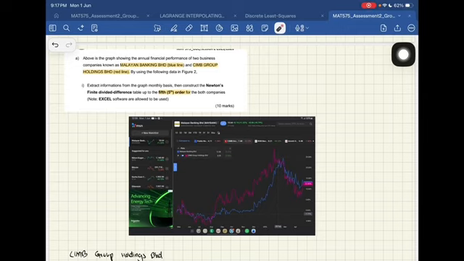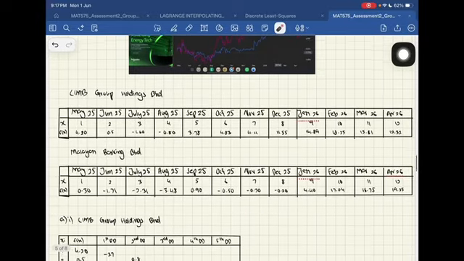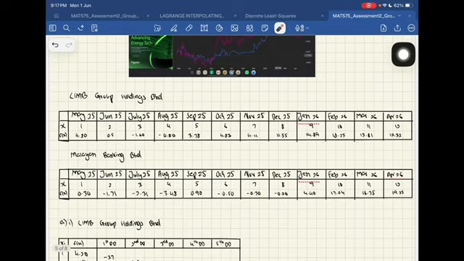Today I'm going to explain to you about my assignment, task 2. The topic is about Newton's finite divided difference. So the question is, extract information from the graph on a monthly basis, then construct the Newton's finite divided difference table up to the 5th order for both companies. This is the data that I have obtained from the link given in the question.